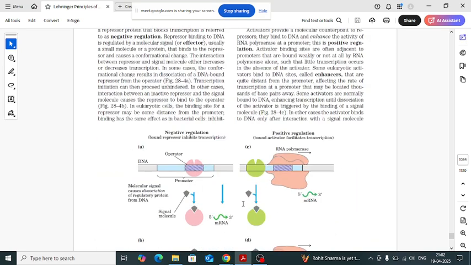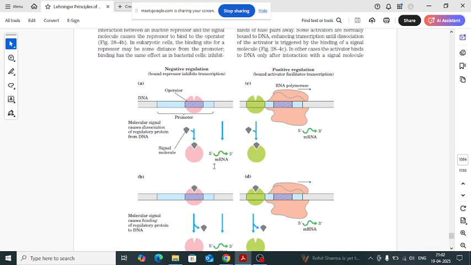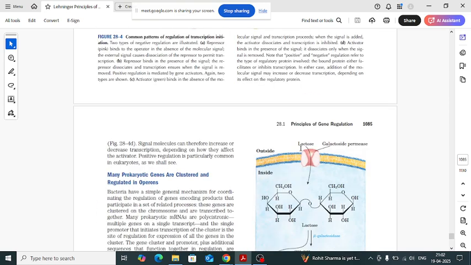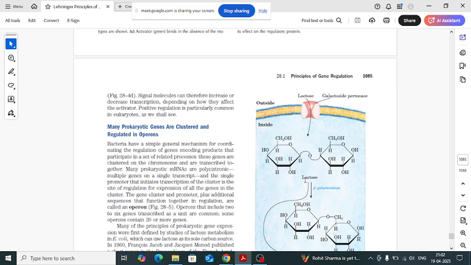Okay, so next we will see. Till now we talked about some mechanisms which impart positive and negative regulation of transcription. Now we will see some examples in prokaryotes only. So in prokaryotes, many genes are clustered and their expression is governed by only one promoter, right? When a cluster of genes is governed by one promoter, this system is called an operon system.